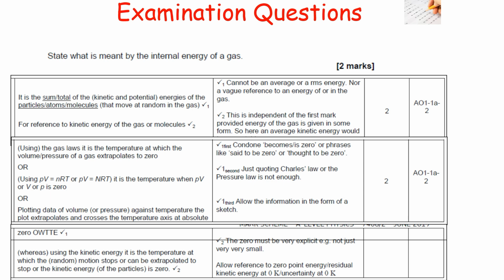Now the second interpretation is the particle interpretation, and that's using the idea that the kinetic energy links to the temperature. So it's going to be when the kinetic energy of the particles is zero, because at absolute zero the particles stop moving.